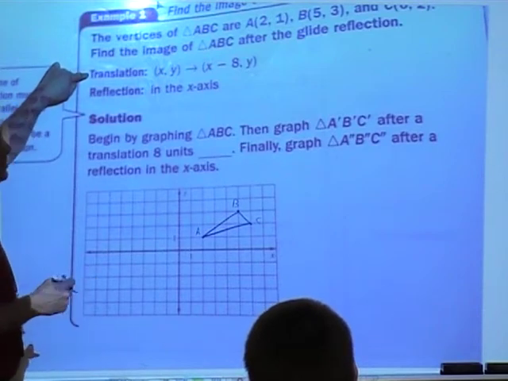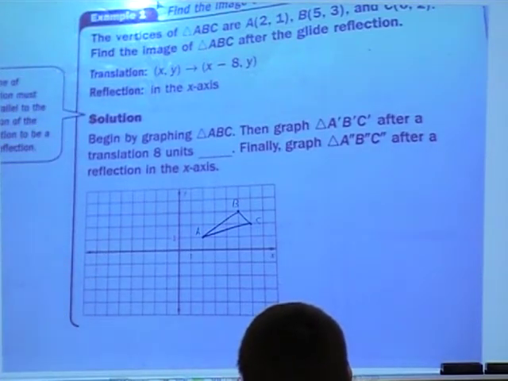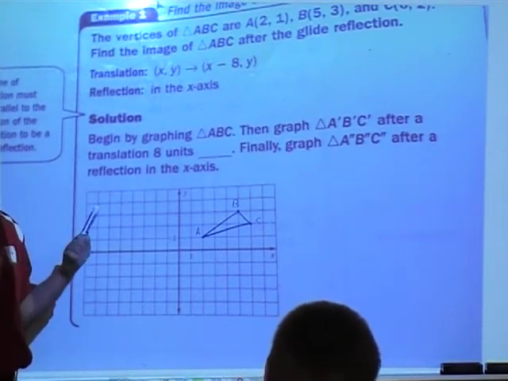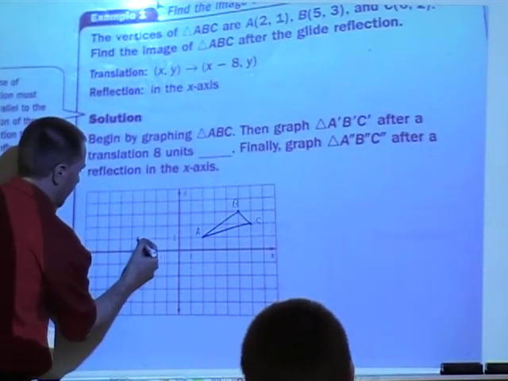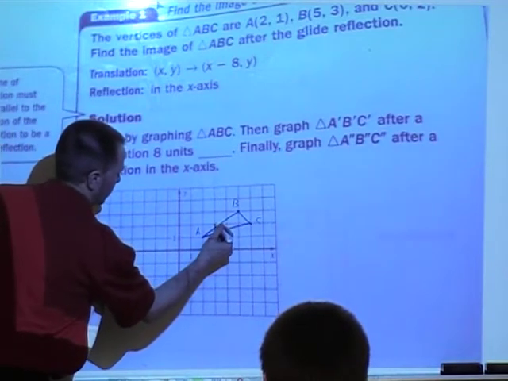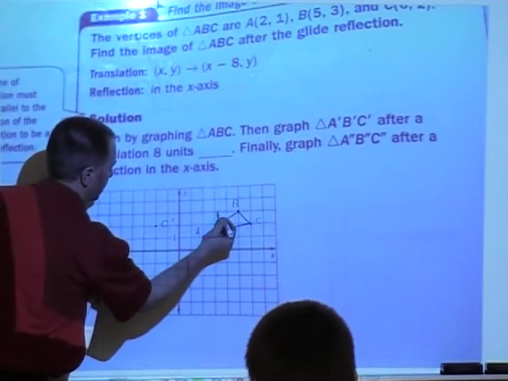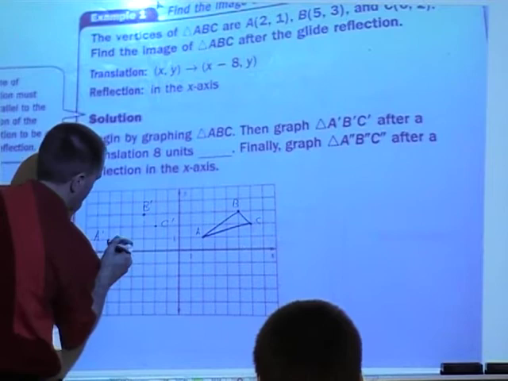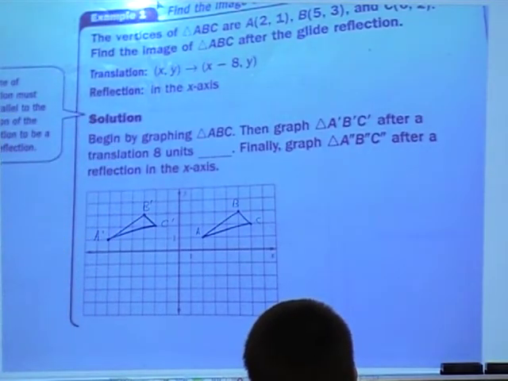So again, we're going to do the translation first and then the reflection. What does the translation do? Slides it. Which direction are we going to do this one? Left 8. We're not going up or down because there's nothing done to the y. So 1, 2, 3, 4, 5, 6, 7, 8. That's A prime. C is at 1, 2, 3, 4, 5, 6, 7, 8. That's C prime. And B, 1, 2, 3, 4, 5, 6, 7, 8. B prime. Alright, everybody with me so far? Pretty simple. That's the first translation.